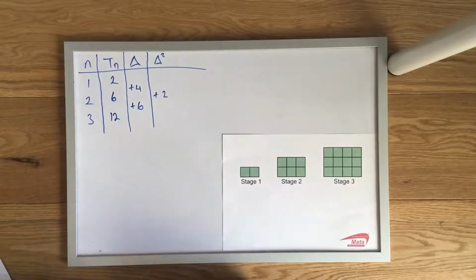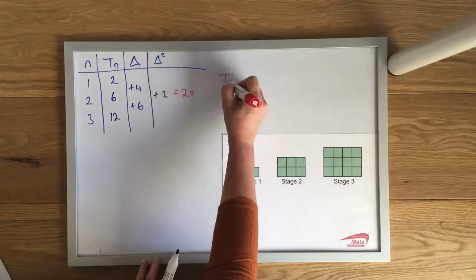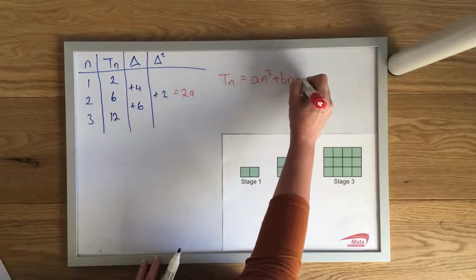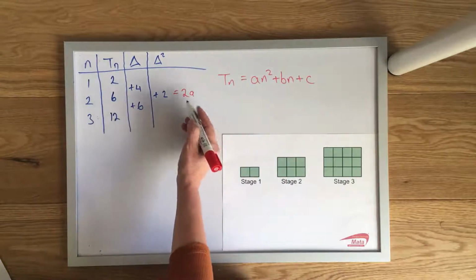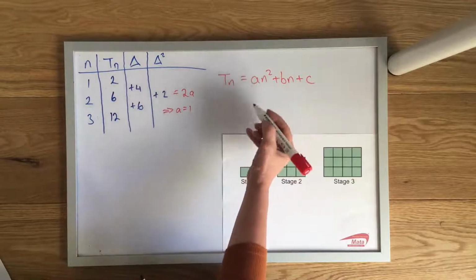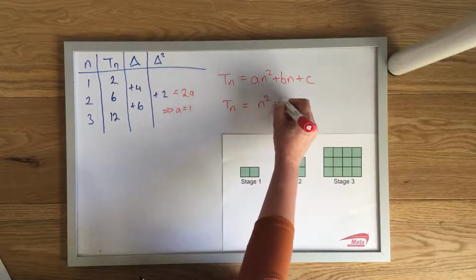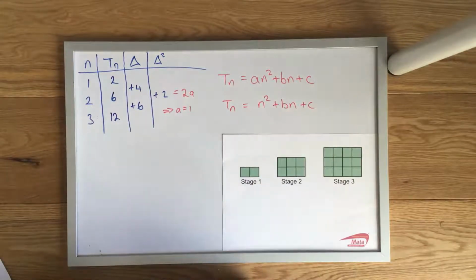And we recall that in a quadratic, the second difference is always equal to 2 times a, where our general term is written in the form an squared plus bn plus c. So if 2 must be 2a, that implies that a is actually 1. And we can substitute that in over here. So our general term is n squared plus bn plus c. And we still need to find out what b and c are.